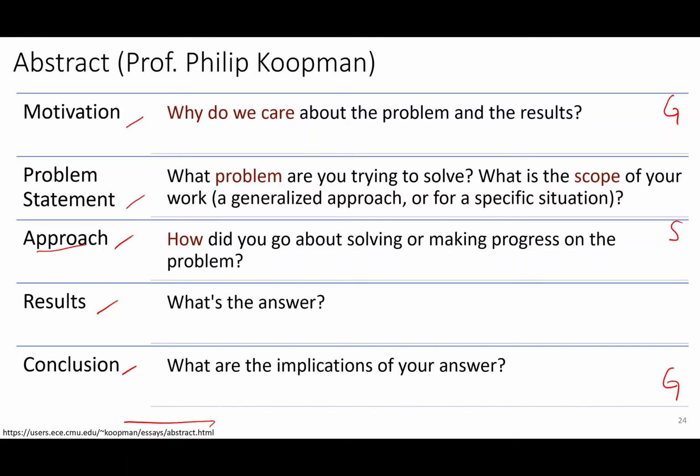The motivation is why do we care about the problem and the results. Then the problem statement is what problem are you trying to solve, what is the scope of your work, a generalized approach or a specific situation. Like that you specify what your problem statement is. And then approach: how did you go about solving or making progress in the problem. Then results: what is the answer. Sometimes you can present numbers as your results, the most important ones, and then what are the implications of your answer as a conclusion.